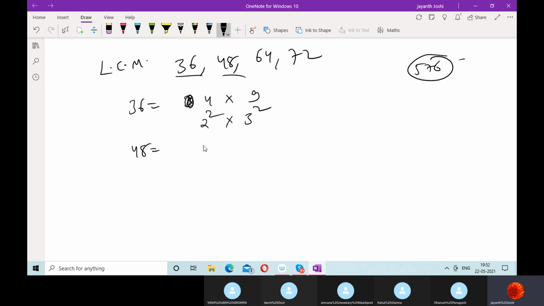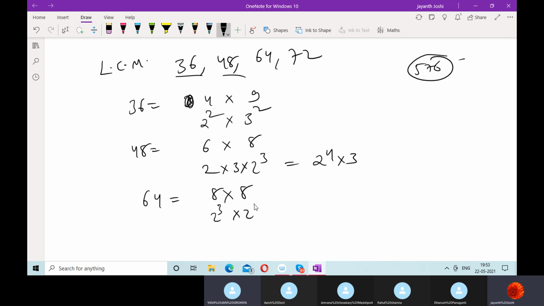48, what can you write? 6 into 8 is 48. I can write this as 2 cube, and this I can write what? Correct? So I can write 2 power 4 into 3. Fine. Any problem? No sir. 64, what can you write? 2 power 3 into 2 power 3. And next one, 72, what can you write? 2 power 3 into 3 power 2.